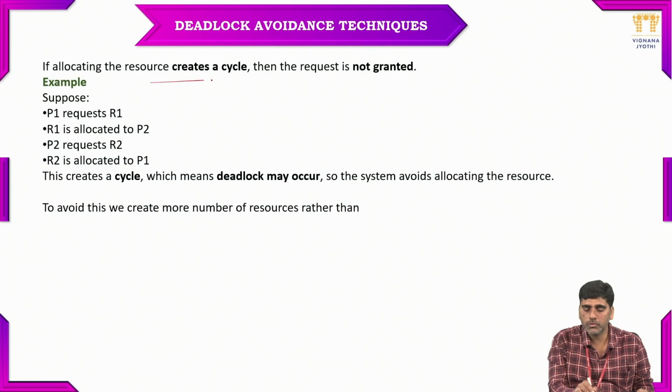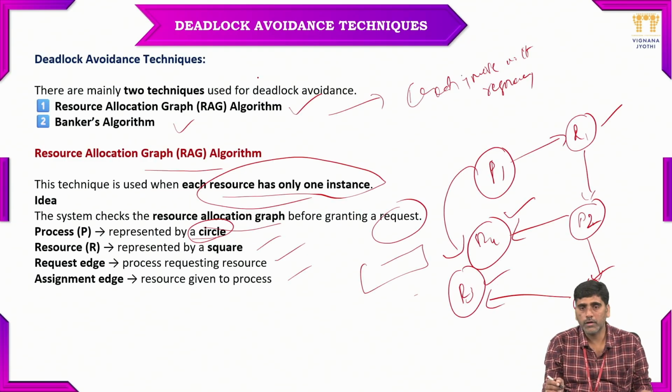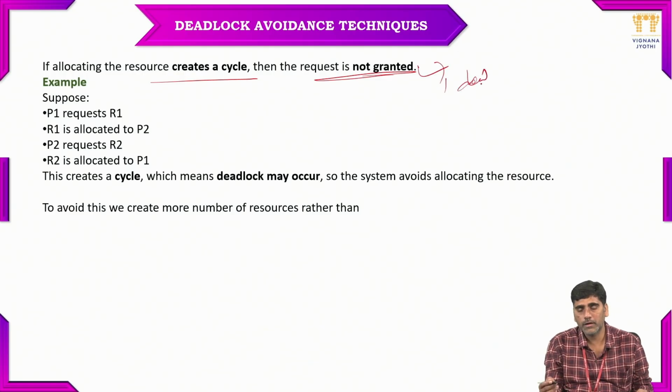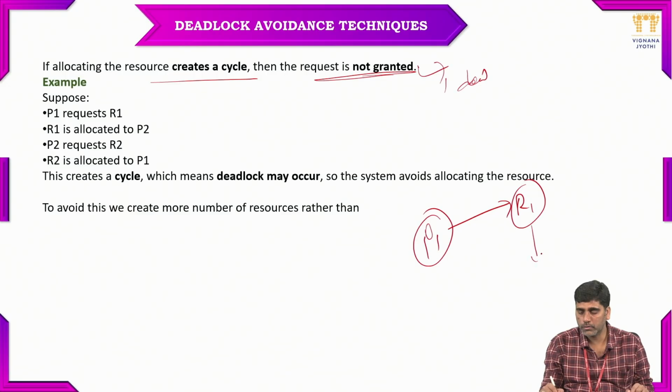If allocating the resource does not create any cycle, then we cannot say that deadlock occurs. But if allocating the resource creates a cycle, then the request is not granted and it leads to a deadlock situation. Suppose P1 requests R1. This is the request edge, since the direction towards a resource is the request edge. And R1 is allocated to P2.